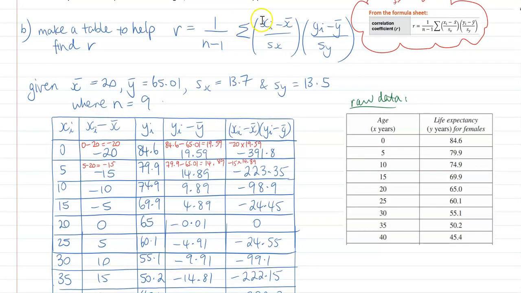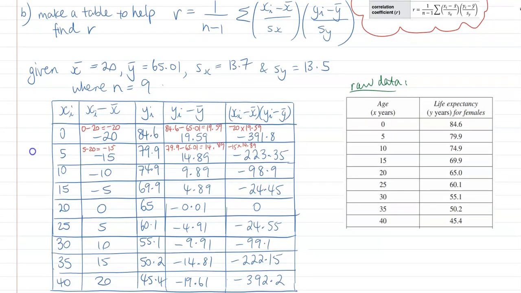So we need to add up the product of the individual differences between the explanatory values and the mean divided by the sample standard deviation, and each of the differences between the response variables and the response variable mean divided by its sample standard deviation. Okay, so I've listed out the values I've been given. I know there's 9 values altogether.